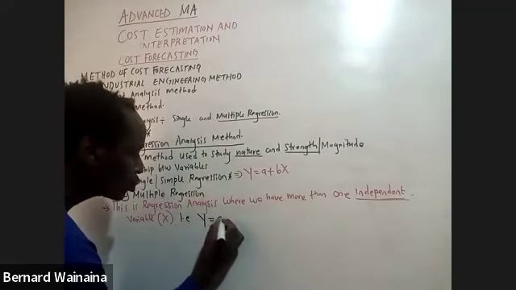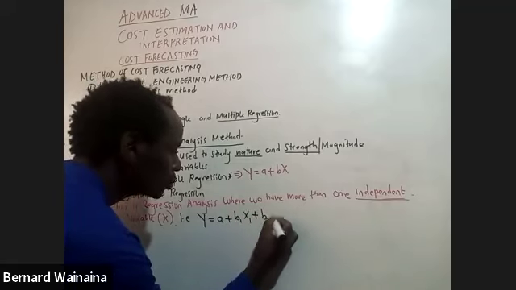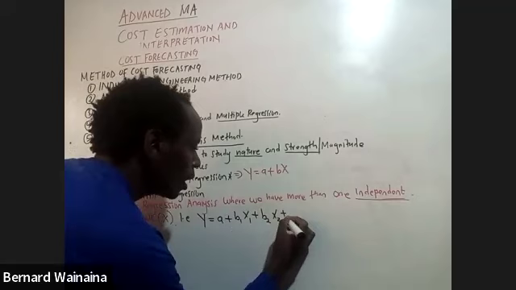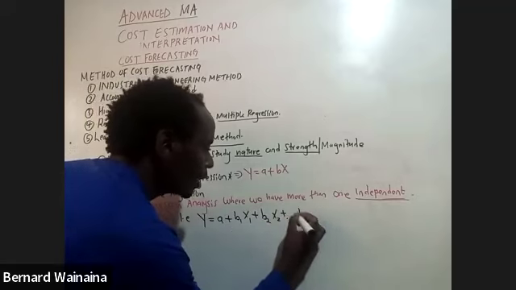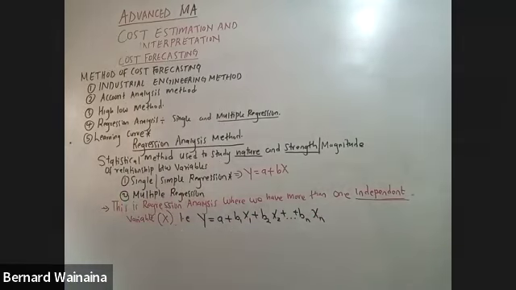y is equal to a + b1 x1 + b2 x2 up to bn xn. That's a very good example that we can make use of.